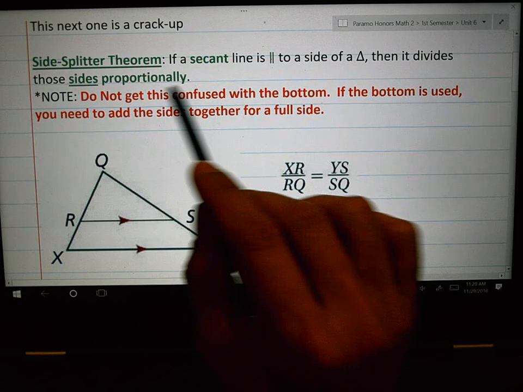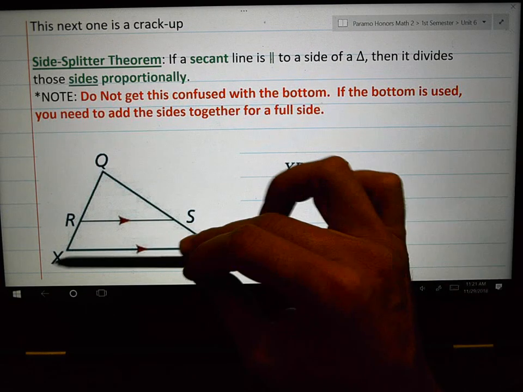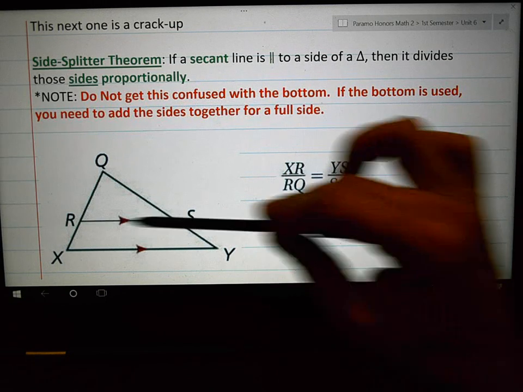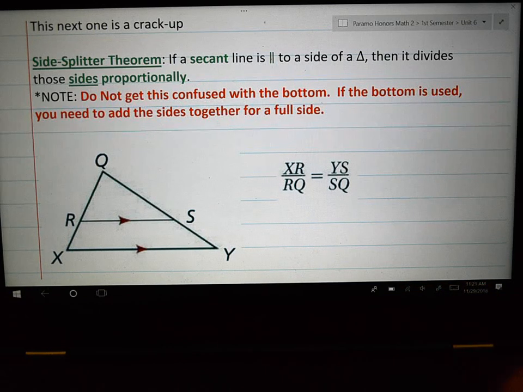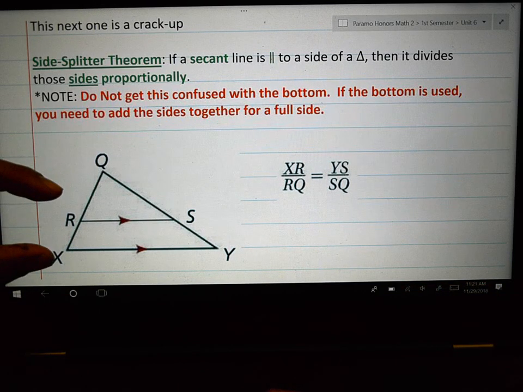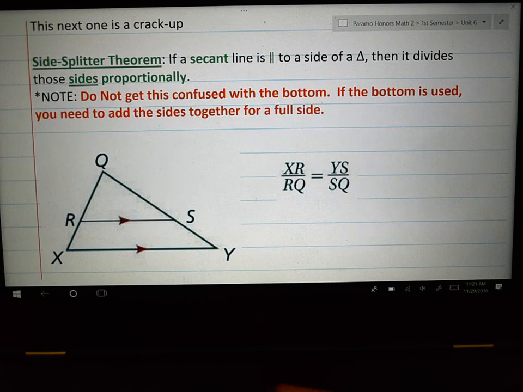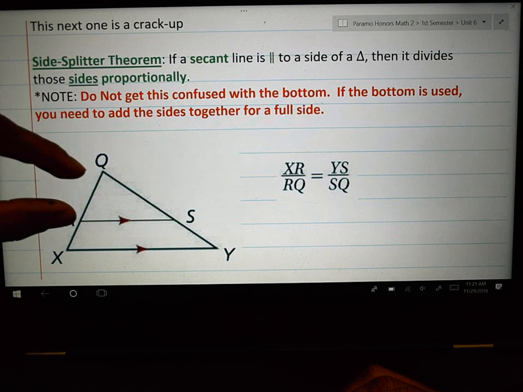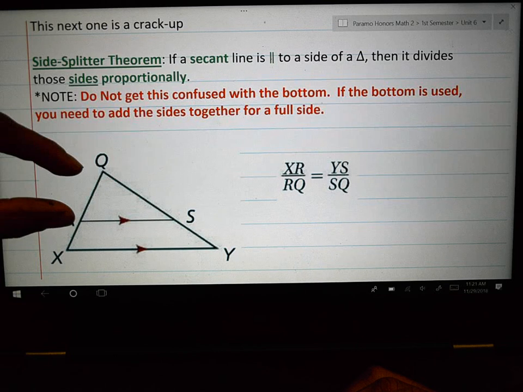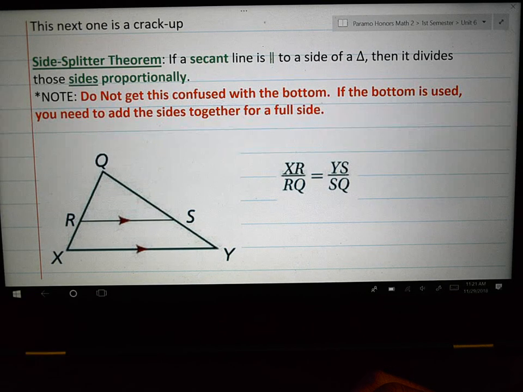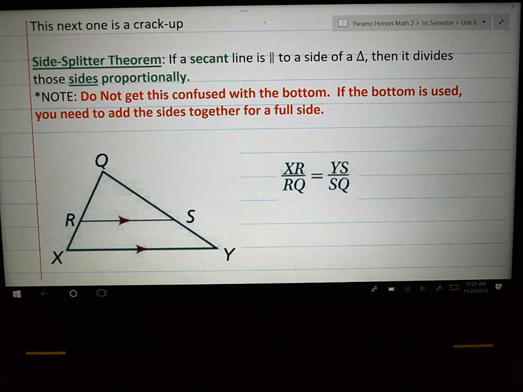The Side-Splitter Theorem says that if you have a line that is parallel to a third side of a triangle, here's the third side, here's the side that is parallel, then this line that cuts through the triangle will split it up proportionally. If I look at this, it's the small piece over this piece equals the small piece over this piece. Or you can do this over that equals this over that. They're all proportional as long as you're only using the sides.